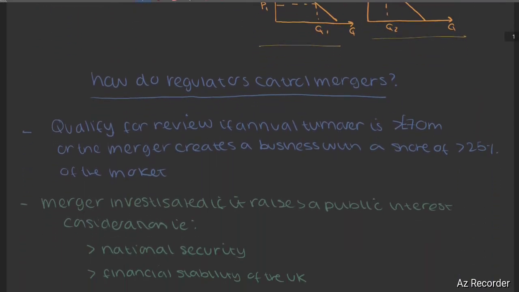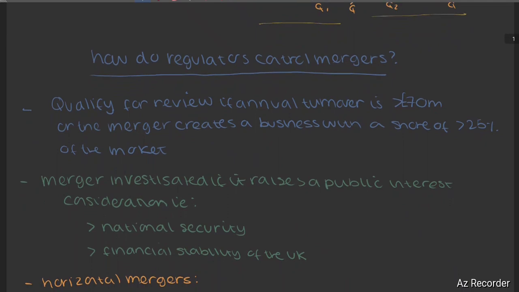So how do regulators control mergers? Under UK law, a merger qualifies for review by the CMA if annual turnover is over £70 million, or the merger creates a business with a share of over 25% of the market. Over 25% of the market is a monopoly, and so it makes sense that this firm will charge at a premium to get monopoly rents, monopoly profits, and so again this poses a welfare threat, and so regulators can investigate and potentially block the merger.